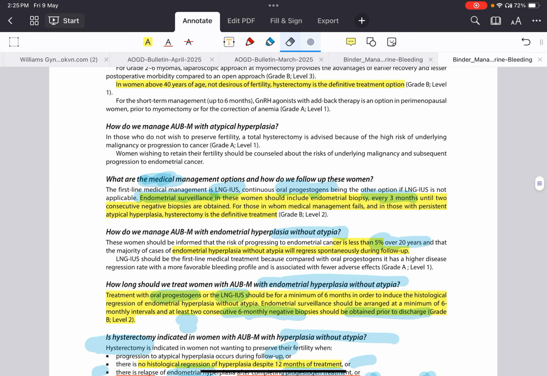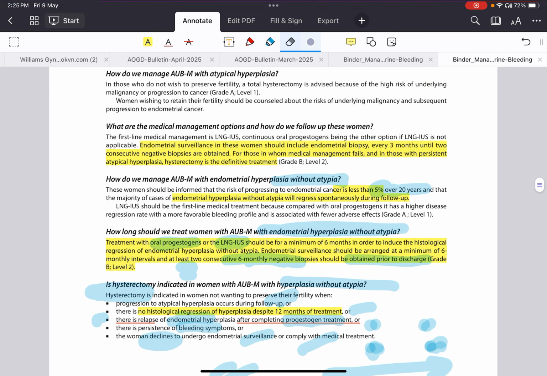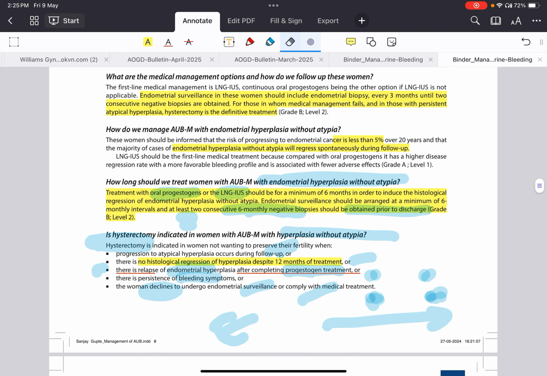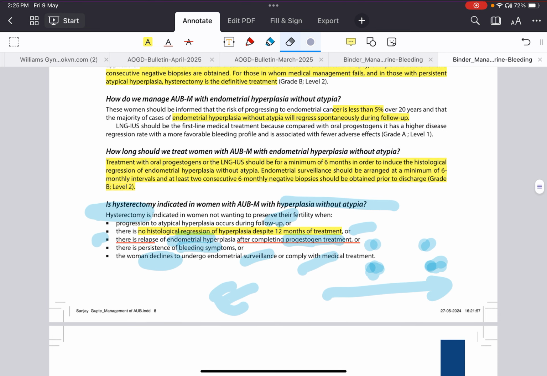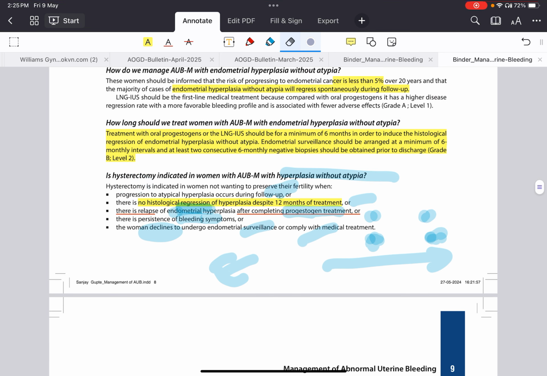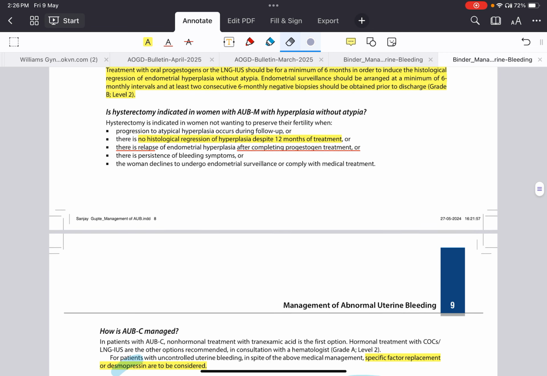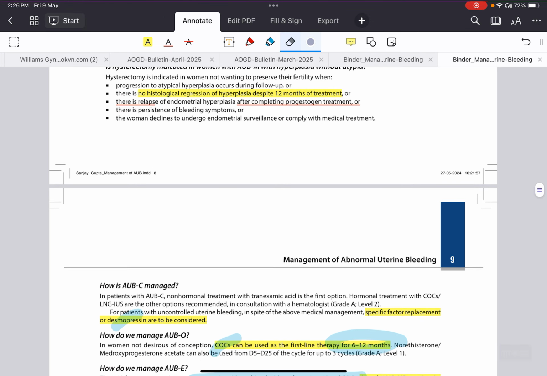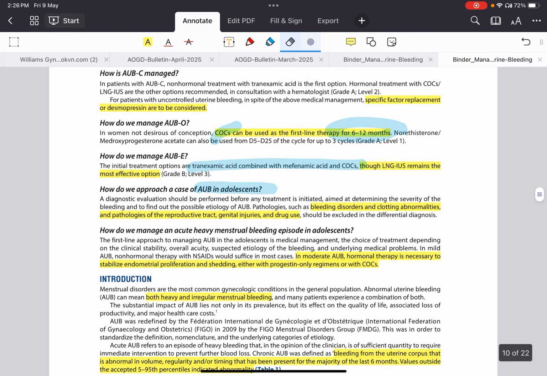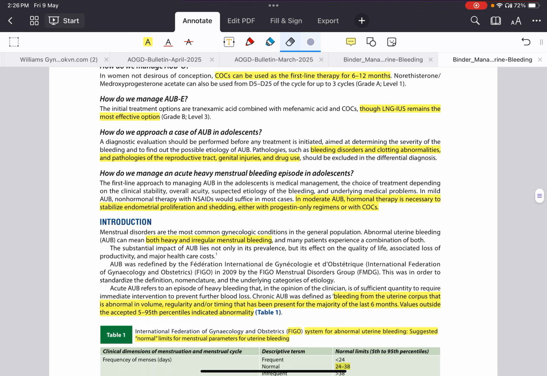Then malignancy. If there is hyperplasia with atypia and they want medical management, LNG-IUS and 3 monthly endometrial biopsy. Without atypia, you can go for an LNG-IUS or oral progestogens, and 6 monthly biopsy should be done. Hysterectomy should be advised to the patient who is not following up, or has recurrence of symptoms, or biopsy reports showing the same thing, or if the endometrial hyperplasia is returning again after progestogens, then you'll go for hysterectomy. Okay. For AUB-O, you'll go for combined oral pills.